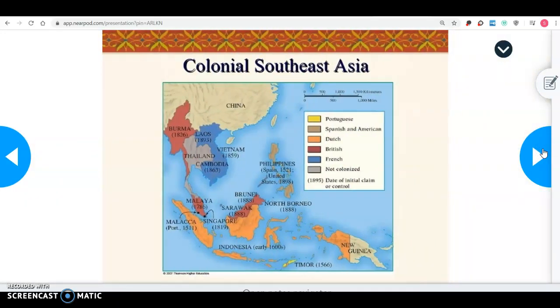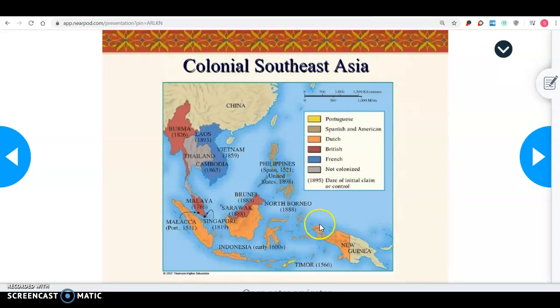First we're looking at a map of Southeast Asia and how the Europeans have colonized different parts of Southeast Asia. You can look at the map and see where the British were, where the Dutch were, the Spanish, the French, and whatnot. The only country in Southeast Asia that was not colonized was Thailand. They were the only ones. Everybody else had some kind of colony created and some type of European impact.